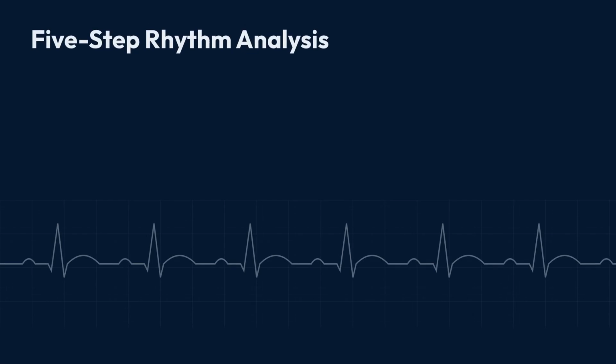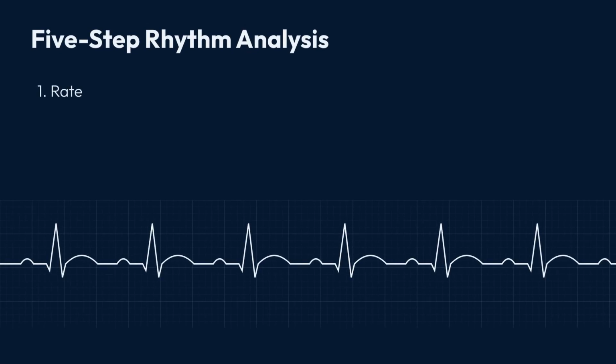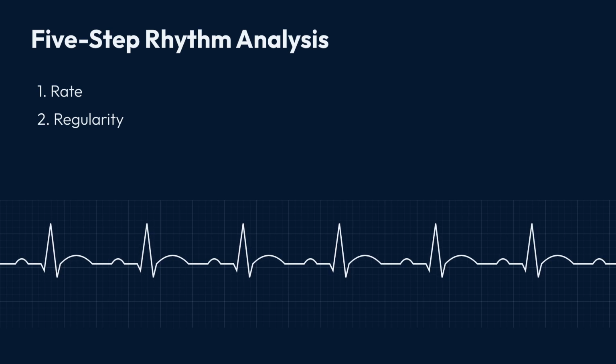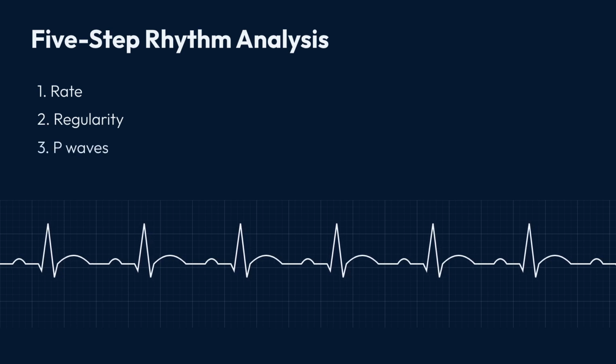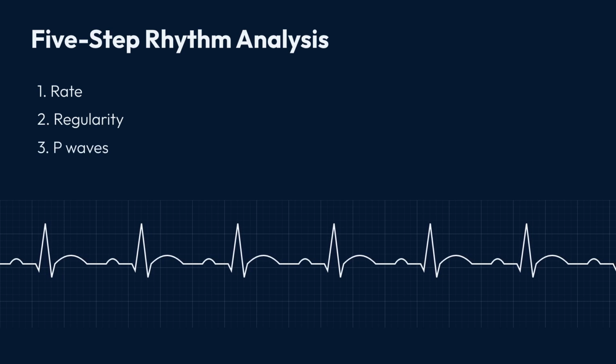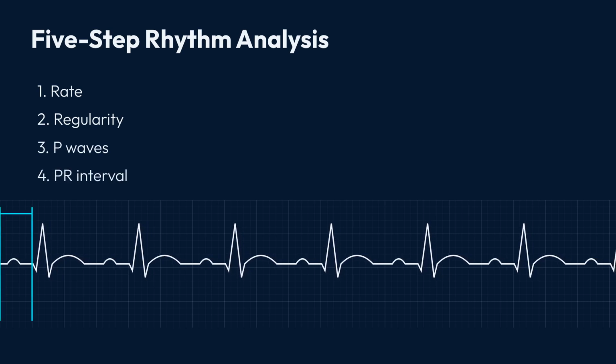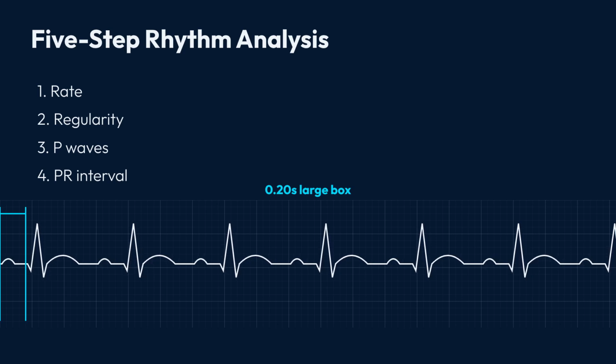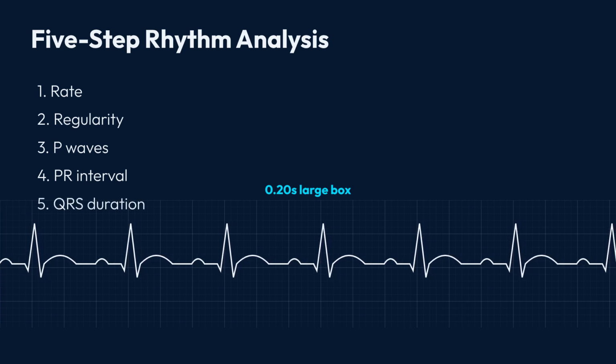Before naming a rhythm, use a systematic 5-step approach. First, check the rate. Second, look for regularity in the R to R intervals. Third, identify P waves. Fourth, measure the PR interval. It should be between 0.12 and 0.20 seconds. Finally, assess the QRS duration, ideally narrow or less than 0.12 seconds.